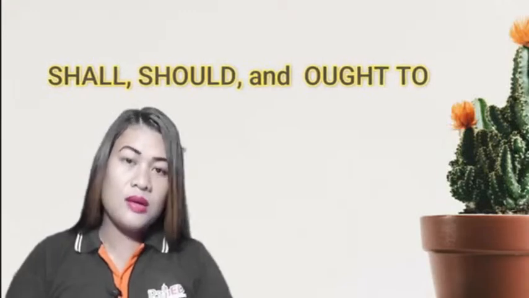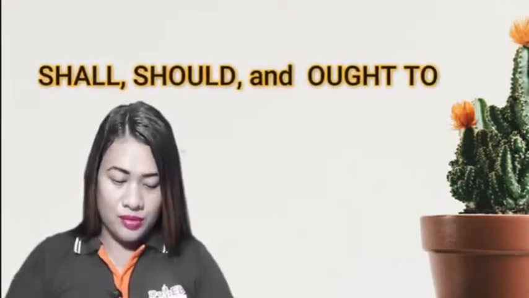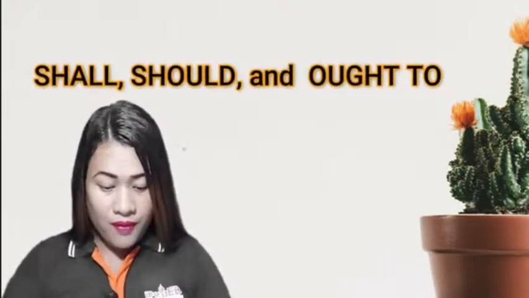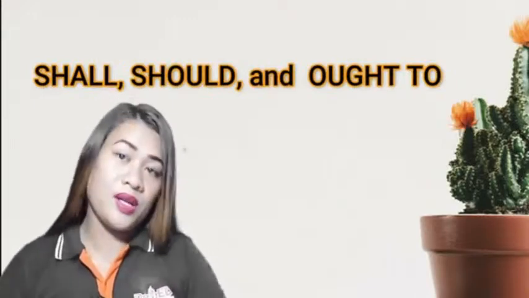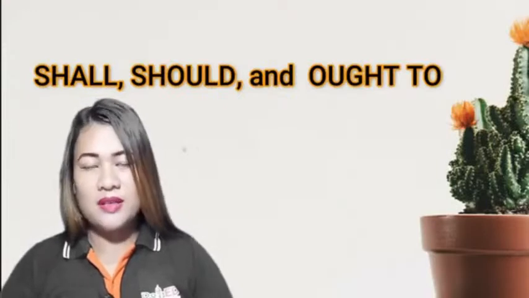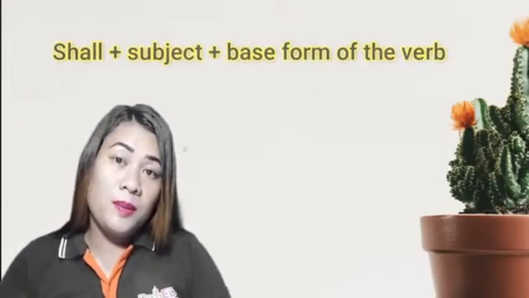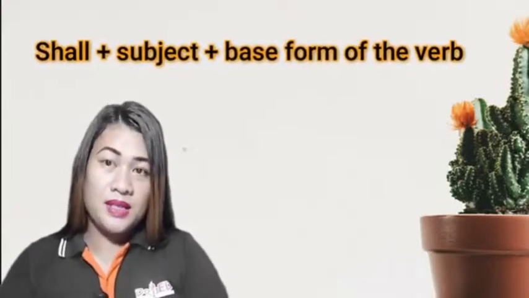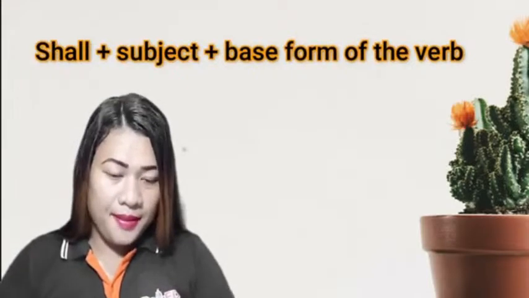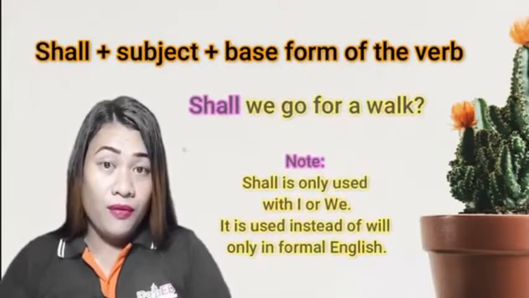Now let's talk about the modals shall, should, and ought to. This is to offer assistance or a polite suggestion when you're quite sure of a positive answer. Shall plus subject plus the base form of the verb is the combination. Example: Shall we go for a walk?